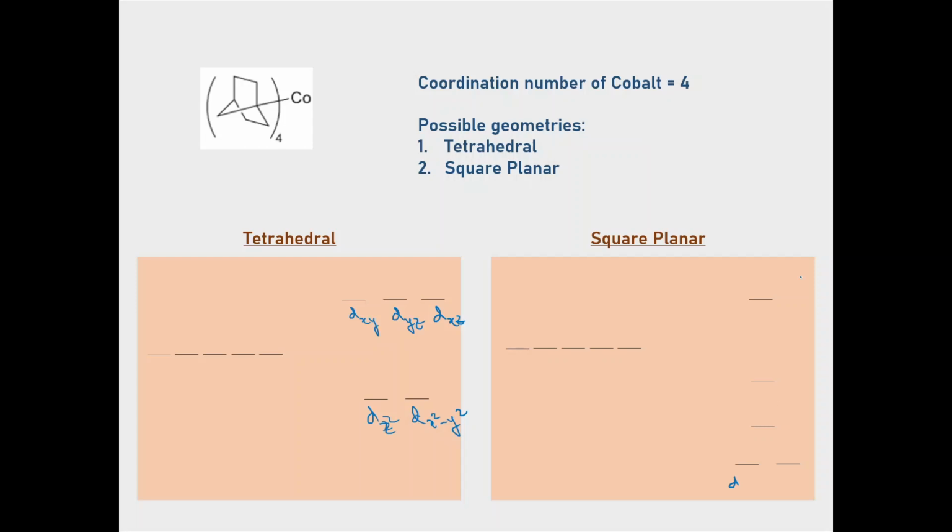So dxy won't be here. In this case, dxy is this. This is dxy, this is dyz and dxz. And here it will be dz square and this is dx square minus y square. So what happens in square planar is basically a square planar complex is like this.